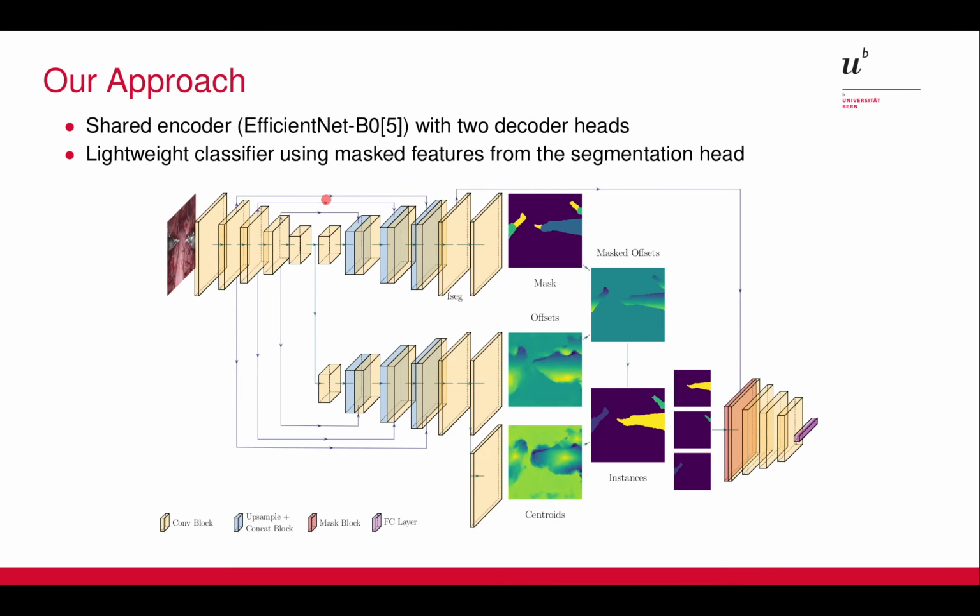We use a shared encoder, in this case an EfficientNet, with two decoder heads, one for segmentation and one for instance extraction. We reuse the features from the segmentation head and classify them using a lightweight classifier to obtain our instrument classes.